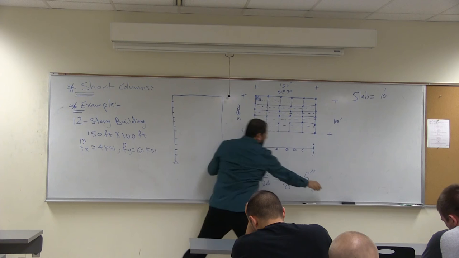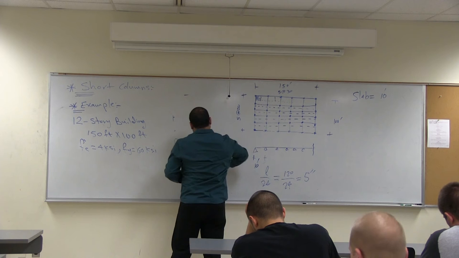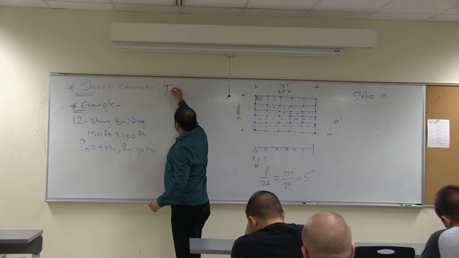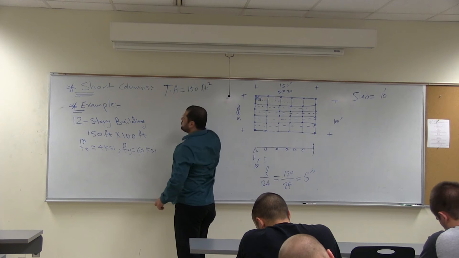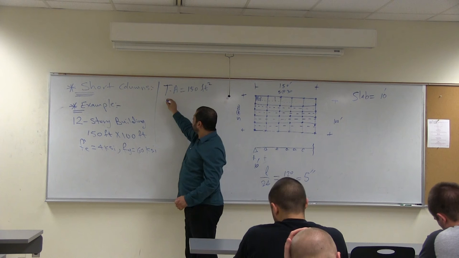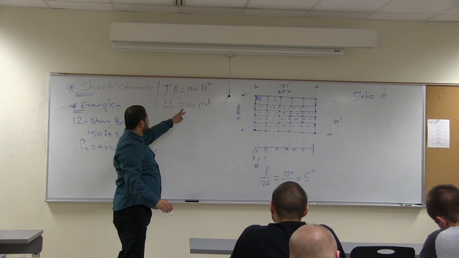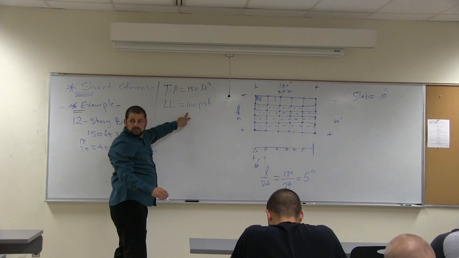So let's see what's the tributary area for this column? 150, right? Which is 15 by 10. So the tributary area equals 150 square feet. This is for the loading. I'm trying to calculate the load first. The live load is given, right? 100 psf. It depends on the story. It's 100 from story 1 to 6, and it's 50 from 7 to 12.